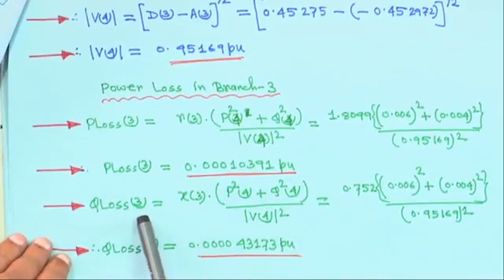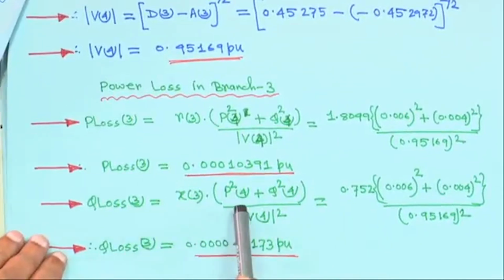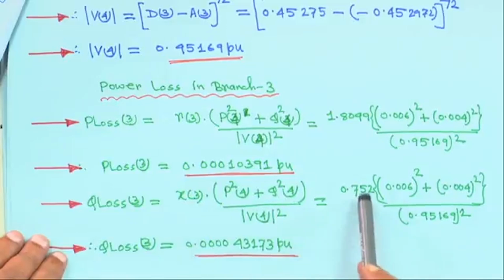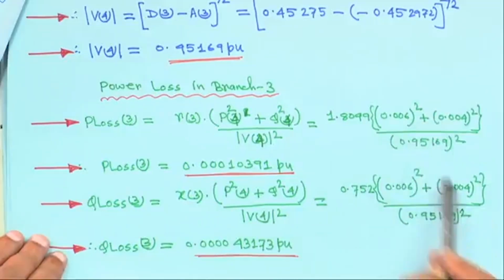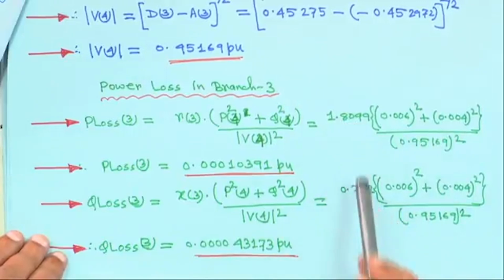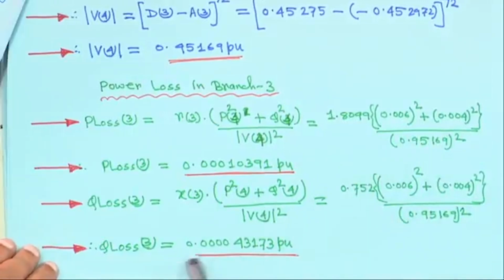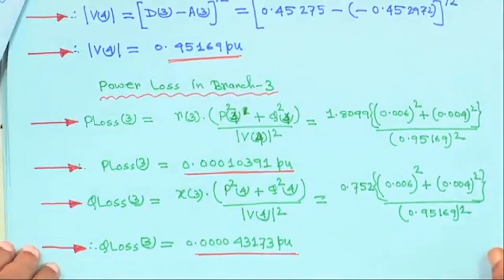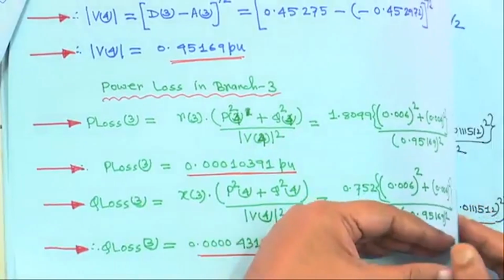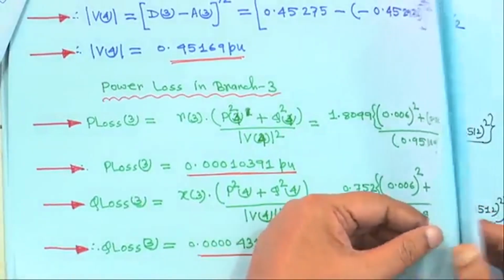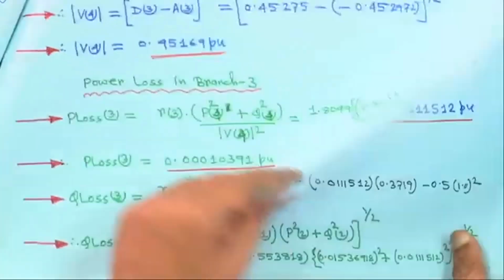Similarly, for Q loss for branch 3, it will be X3 into P4 square plus Q4 square upon V4 square, right. Substitute again, only here this term is the same, only here it is R, here it is X, right. If you simplify, Q loss branch 3 is equal to 0.4043173 per unit, right. So, this is your branch 3 power loss.